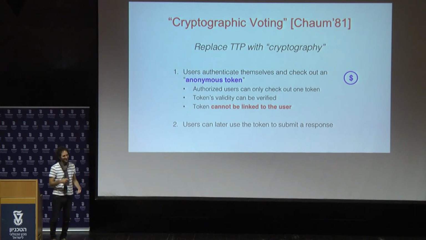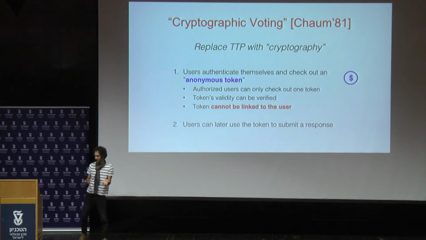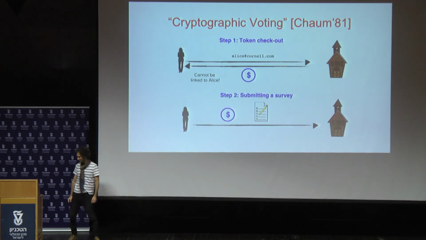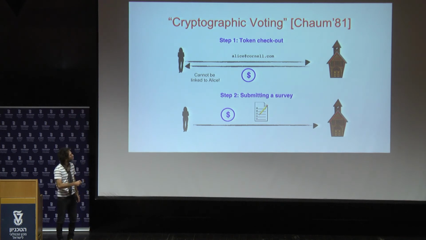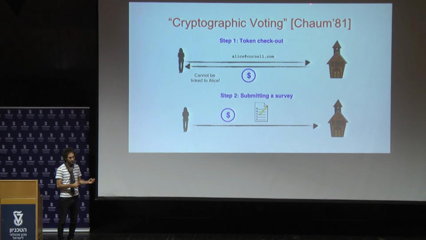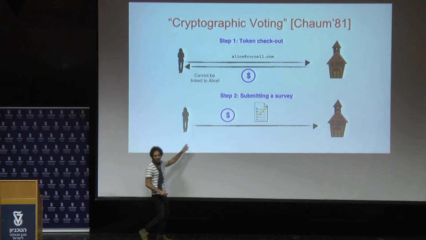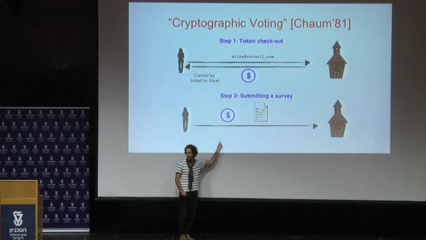All right, so they check out this anonymous token. And then you check that only one of them can be taken out. And then they can later on use this token to submit a response. So here, I'll hurry up a little bit, it's how it happens with a picture. The first time, I send my email, I do some verification to check that this email is actually mine. Then I check out this token. This token cannot be linked back to me at all. And then whenever I want to submit my survey, I will submit it with this token. And now you can check that I'm one of the people that is allowed to do it, because they gave this coin, but this coin cannot be traced back to me.